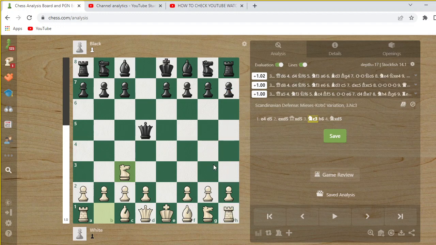So that's how the point system works for the pieces.